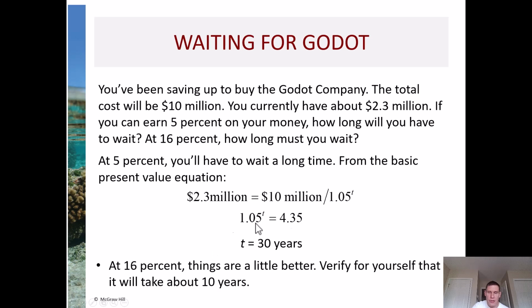Again, you can just rearrange what you see up here. Take out the 0.05, replace that with 0.16, and then just solve for t. It might not be exactly 10 years, but it will be right around 10 years.